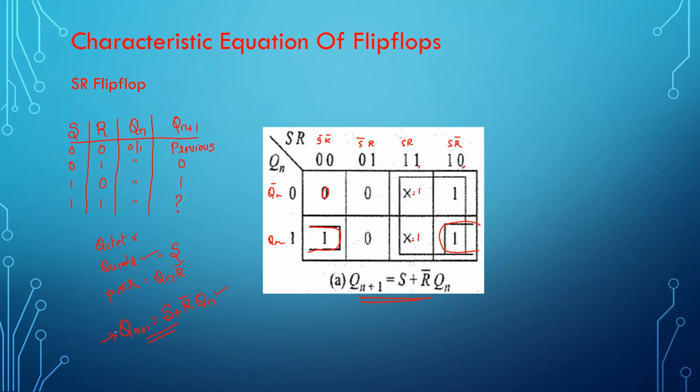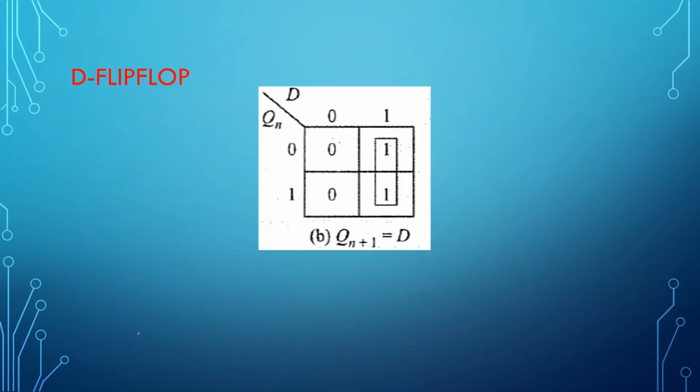This is with respect to your SR flip-flop, and this is how you are going to write the characteristic equation of an SR flip-flop. Moving on further, D flip-flop. As I said, my D flip-flop is nothing but a transparent flip-flop. Transparent flip-flop means it is a flip-flop which is going to exhibit the data that has been fed as input. Whatever data you're going to feed as input, that will be reflected at the output side.